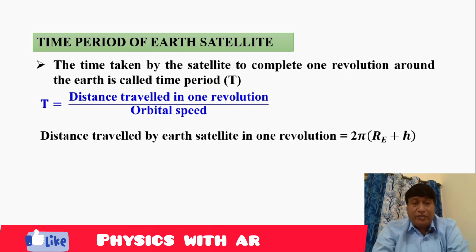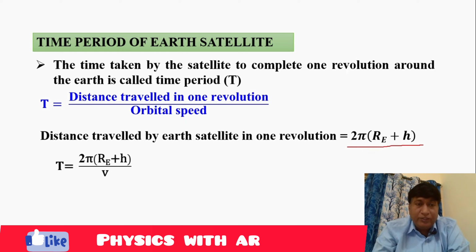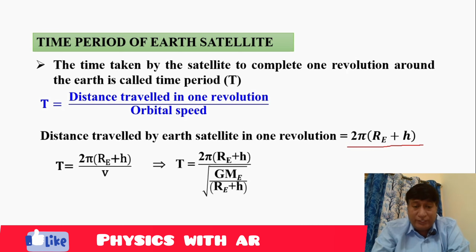The distance traveled by the satellite in one revolution is the circumference of the circle, which we can write as 2 pi (R_e plus h). With the v value we just proved, v is root of G M_e by (R_e plus h). On solving this, moving it upwards, we get t is equal to 2 pi (R_e plus h) whole to the power of 3 by 2, divided by root of G M_e.